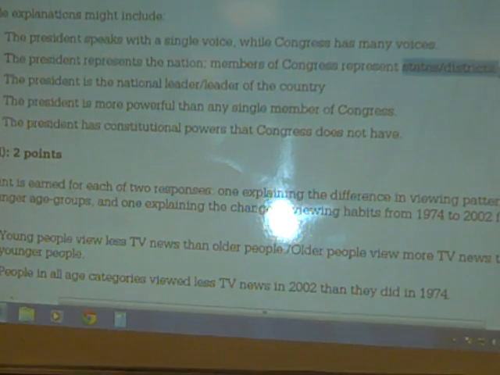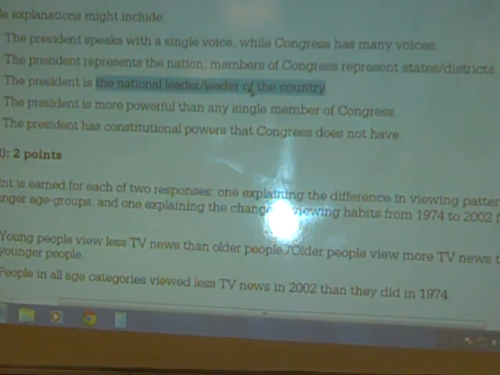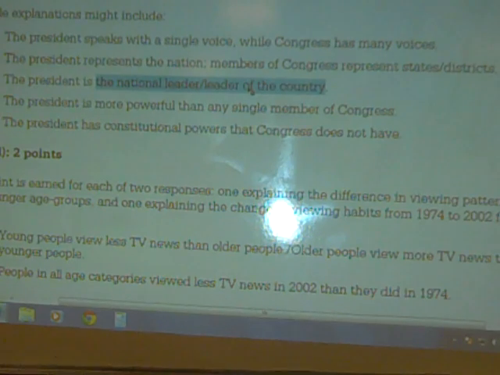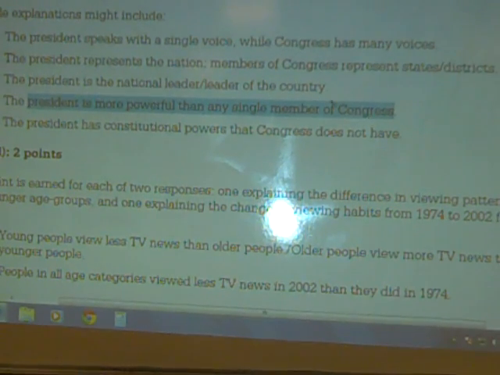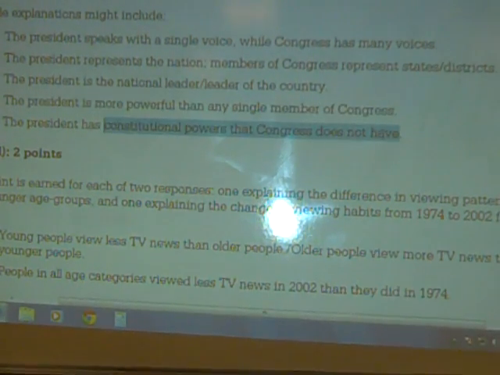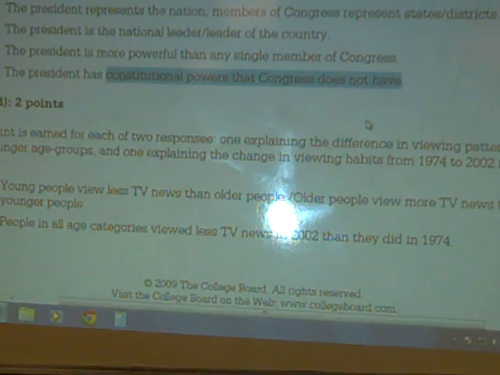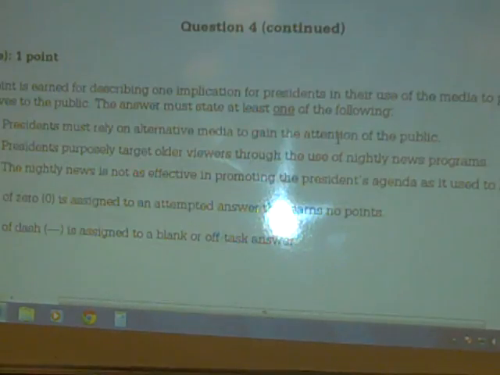All right? Other explanations: the president represents the nation. Members of Congress represent states or districts. I like that one. The president is a national leader of the country, which is the lamest answer ever. Sounds like a middle school answer. I'm sorry. But people do look to him as the ceremonial head of state, so that's a legitimate answer. The president is more powerful than any single member of Congress. It's probably true. The president has constitutional powers that Congress doesn't have. That may be true too, but Congress has constitutional powers the president doesn't have. Either way, you can make an argument there. You can put something maybe the grader will want to give you credit for.